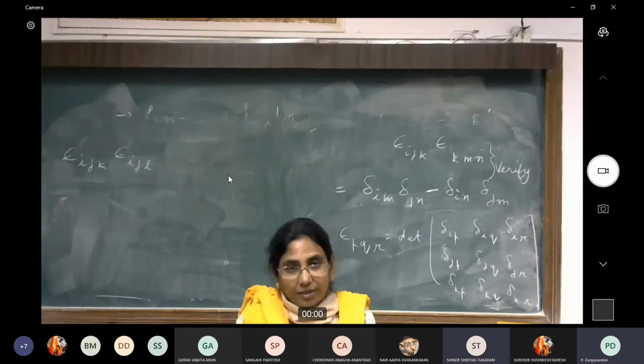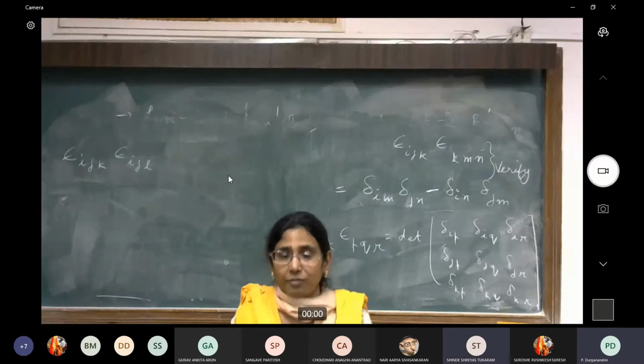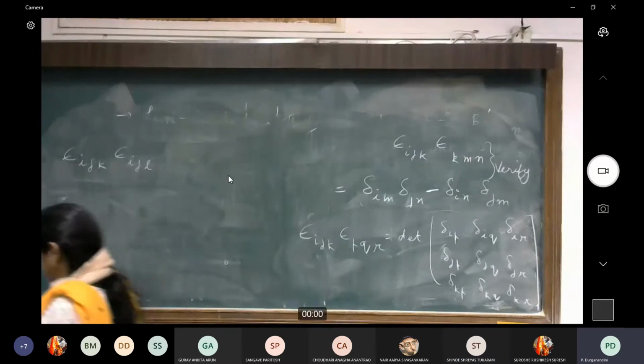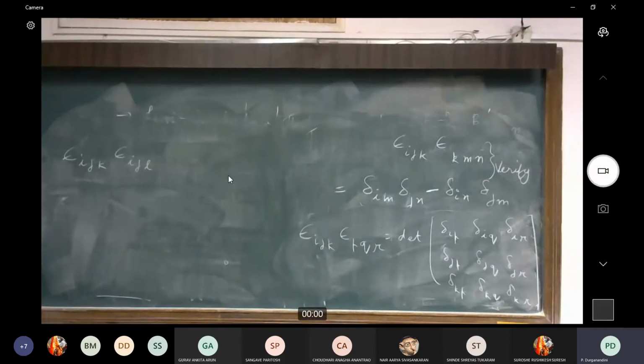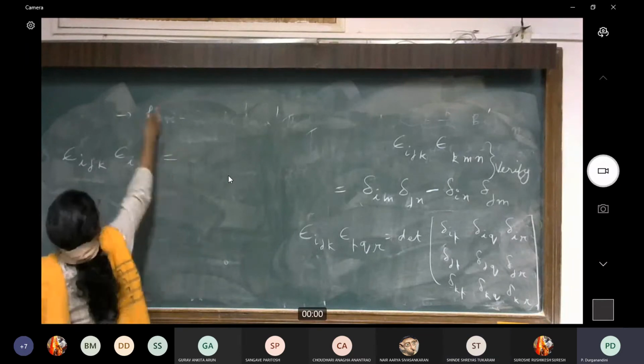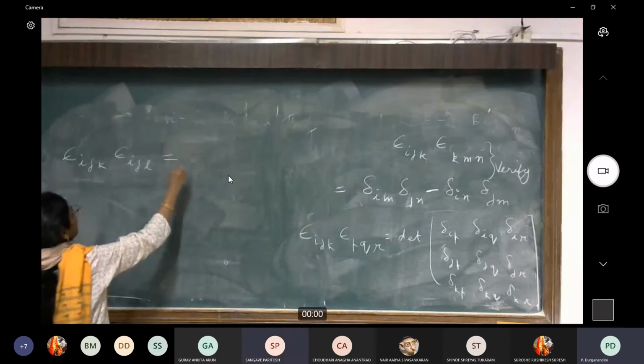Rank 2 covariant tensor. Well, I've not told you what is covariant. There's nothing covariant here because I'm talking only Cartesian tensors. So there's no covariant contravariant as such right now, okay? So this will transform simply like a rank 2 tensor.